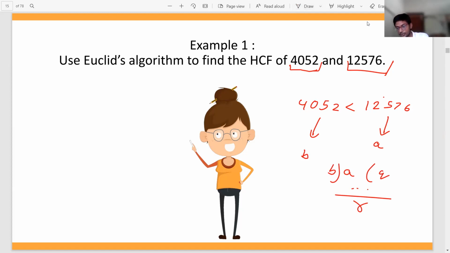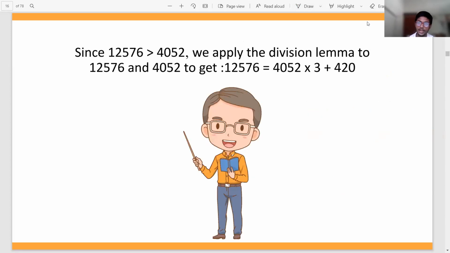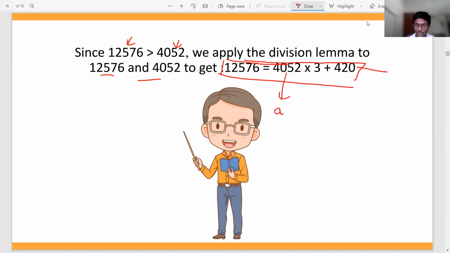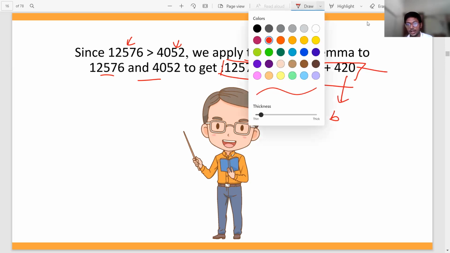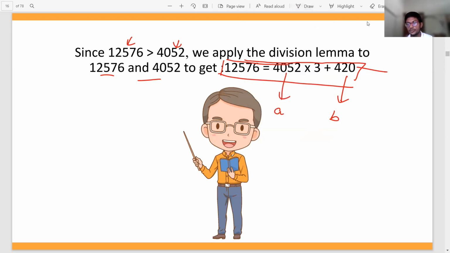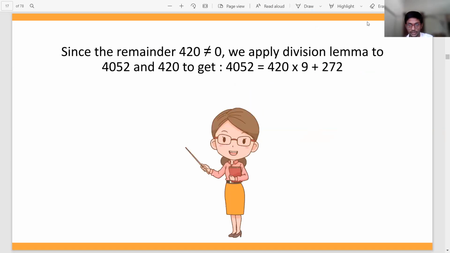On the next slide, it is written like this. Since this number is greater than this one, we apply the division lemma to this and this to get this. After dividing, you can get this. Here the remainder is 420, and this will be our new B, and the previous B will be our new A. Again, we will continue until we get the remainder as 0. So we'll continue to the next slide.